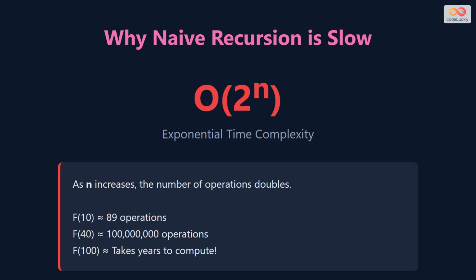Because of these repeated calculations, the time complexity is O(2^n). This is exponential time. For small numbers, it is fine. But if you try to calculate the 50th Fibonacci number, your computer might freeze. The number of operations doubles with every step, making it extremely inefficient for large inputs.